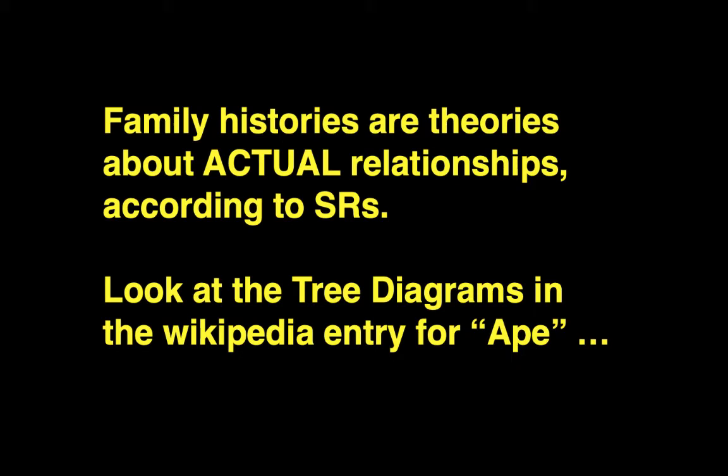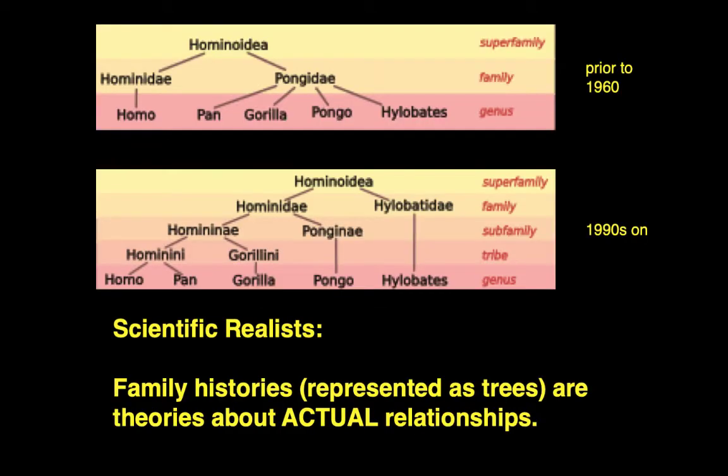Look at the tree diagrams in the Wikipedia entry for ape. Here they are. Prior to 1960, we have a different tree diagram than we do in the 1990s and on. Looking more closely at this, we can see that humans were in a separate group. And the diagram represents the idea we had back in the 1960s, based primarily on comparative anatomy and fossil evidence. It represents the idea that chimps and gorillas and orangutans and gibbons were more closely related to each other, formed a natural grouping, than humans. Humans were off to the side.